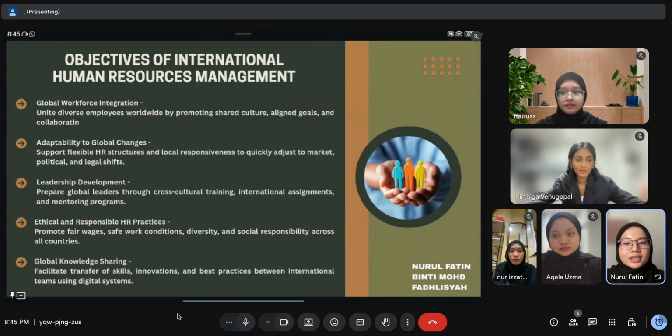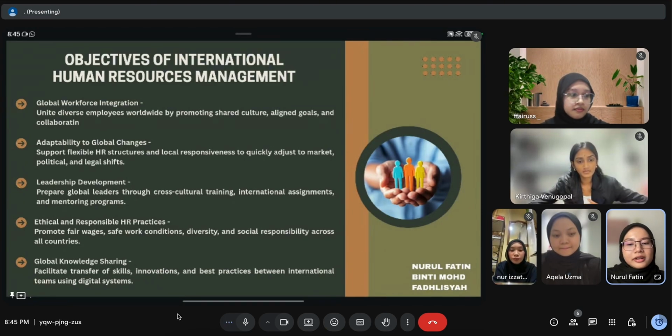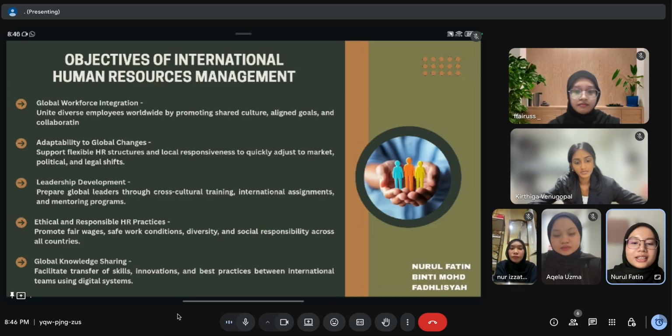And then the last objective of international human resource management is global knowledge sharing. So, to encourage collaboration and also innovation by sharing knowledge, skills, and also best practices across global teams. And then international human resource management actually helps to build a system that allows employees from different countries to learn from one another. This includes digital platforms such as training, project collaboration, and also knowledge database.